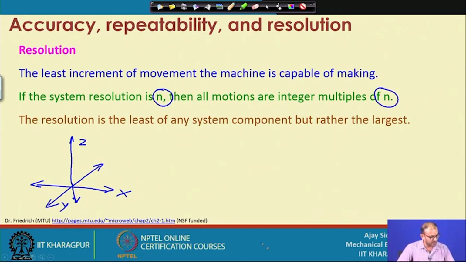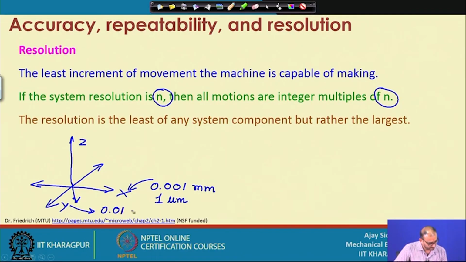So, now consider x and y tables, and you are adding one particular encoder for measurement of these things. Suppose the encoder for x has a resolution of 0.001 mm. That is called 1 micron, correct. And now consider y has 0.01 mm, that is 10 microns. Now, what should we tell about the resolution of the system?